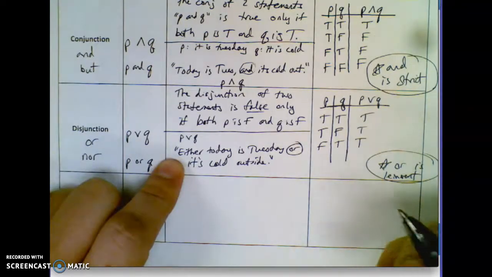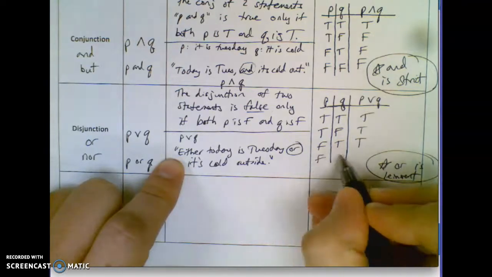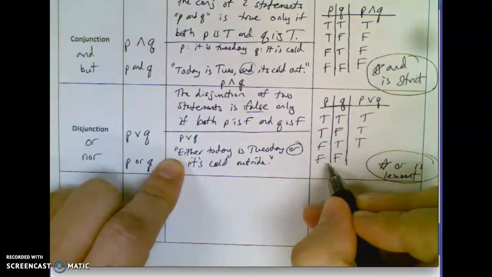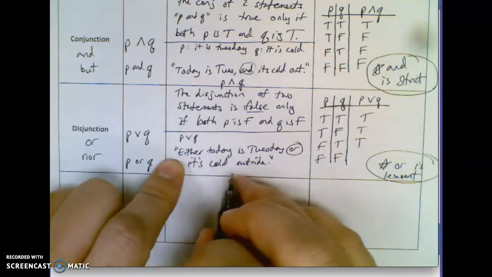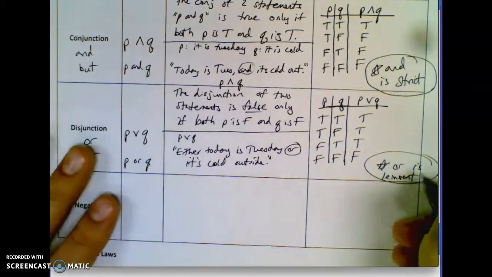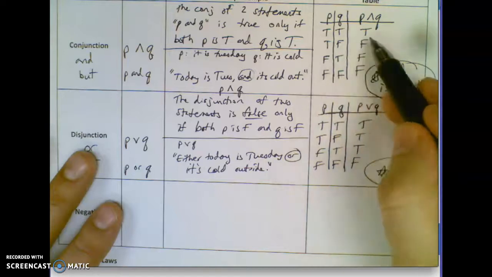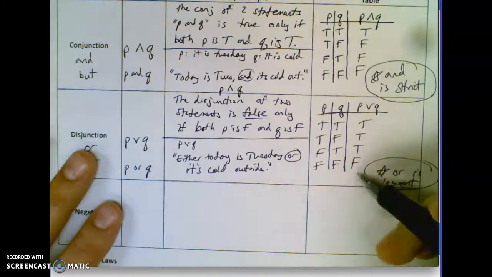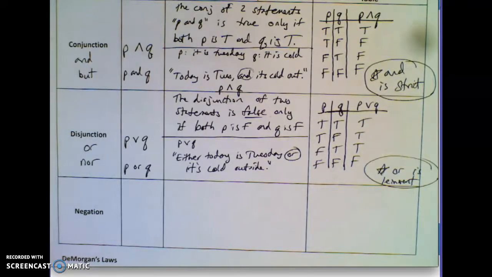I'd say, hey, either it's Tuesday or it's cold outside, and if one of those was true, then the whole thing's true. The only time it doesn't work is this. So let's say it was Monday and it was hot, and I said this statement: either today is Tuesday or it's cold outside. You'd say, you're crazy, man. So and is very strict, where the only way to get through is to have them both true, while or is very lenient, where if either part of it's true, the whole statement's true.